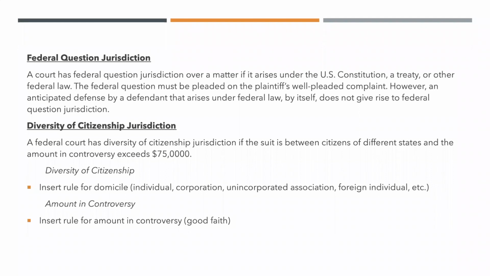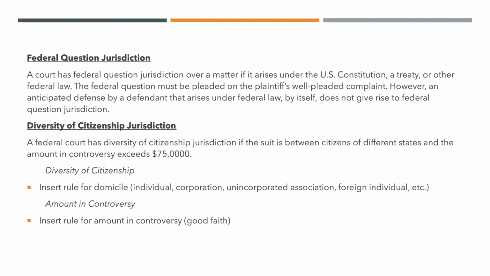So similarly, if I am talking about diversity of citizenship jurisdiction, I'm going to indicate what my general rule is. A federal court has diversity of citizenship jurisdiction if the suit is between citizens of different states and the amount in controversy exceeds $75,000. So this is a rule statement in which I have elements. I need two elements to be present in diversity of citizenship jurisdiction. I have diversity and amount in controversy.